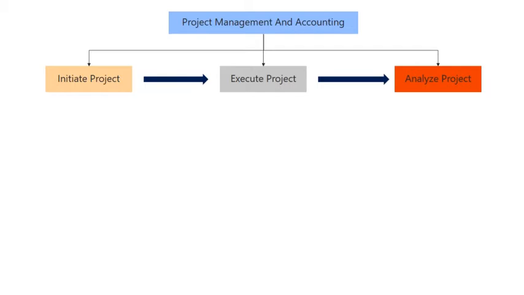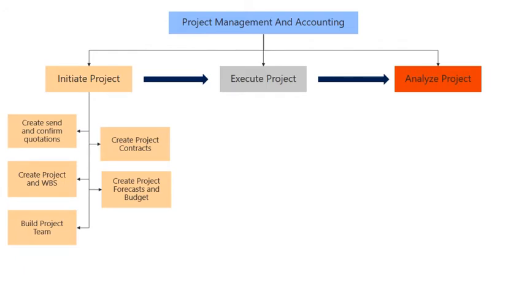Let's review the life cycle and key processes of a project as it relates to Dynamics AX. So if you're looking at the screen, you can see that we have three primary phases: initiation, execution, and then the analysis of the project. So during the initiation phase, we have labor expenses and materials being estimated and communicated out to the customer in the form of project quotations.